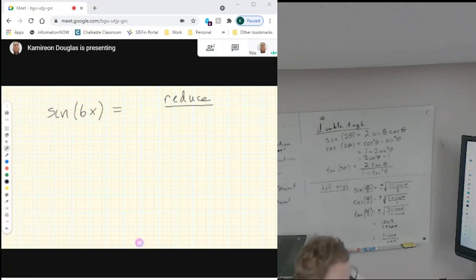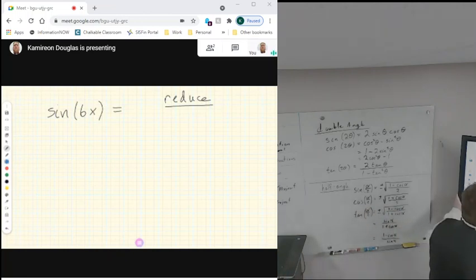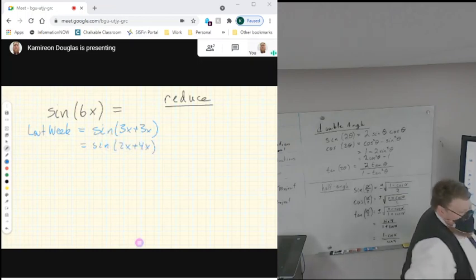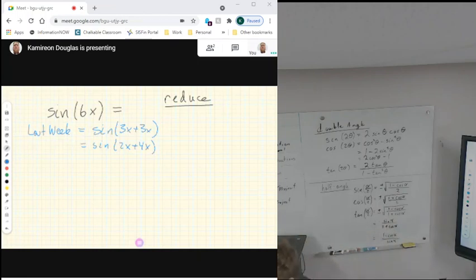So for this problem, as a reminder, based on the rules we've talked about so far from last week, we could rewrite this as sine of 3x plus 3x, or sine of 2x plus 4x, and use a sum rule from last week. We could use a difference rule from last week and do sine of 8x minus 2x instead. But we're going to focus primarily on this week's material, looking at double and half angles.